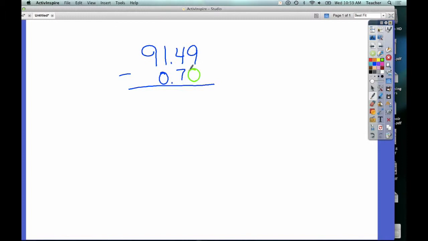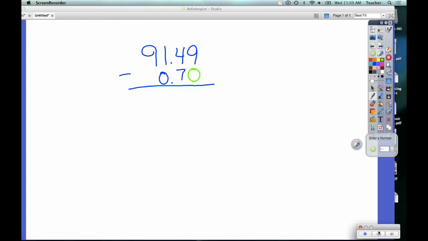I'm going to have you solve this problem. If you don't have your clicker right now, you need to get it, and then click in your answer. And let's see how you're doing. Okay, let's look at how to solve this. 9 minus 0.